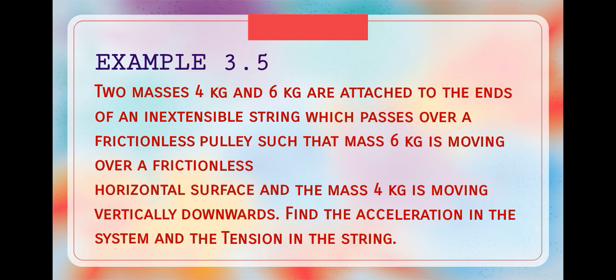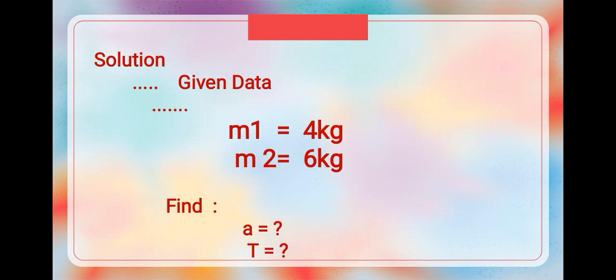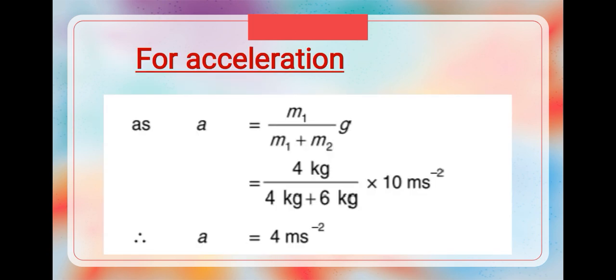This problem is related to case 2. One body is moving downward and the other is lying on a table. The given data from the statement: m1 is equal to 4 kg, m2 is equal to 6 kg. We have to find acceleration and tension.